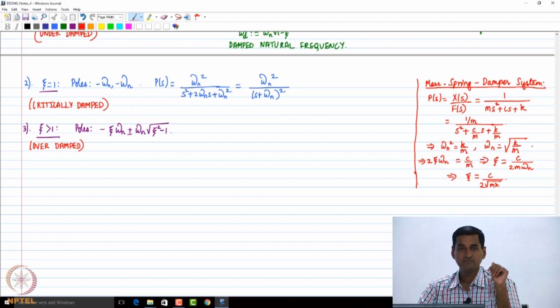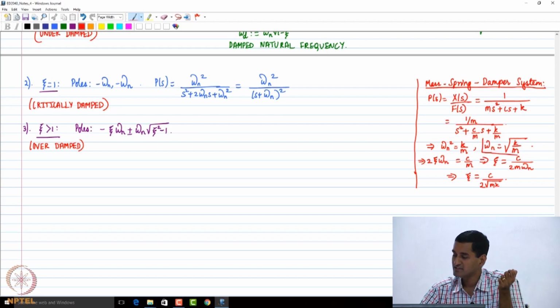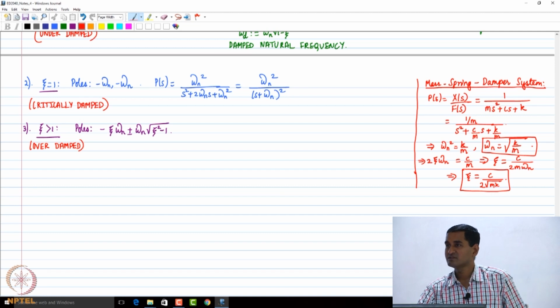So you see that even if I have a mass spring damper system, I can correlate the damping ratio and the natural frequency to the parameters m, c and k. So zeta being greater than 1, less than 1 or equal to 1 depends on this ratio that we have obtained here, c divided by 2 square root of mk. That's what decides the value of zeta.